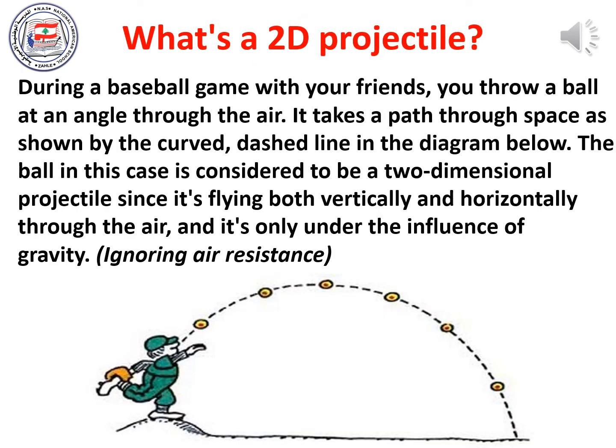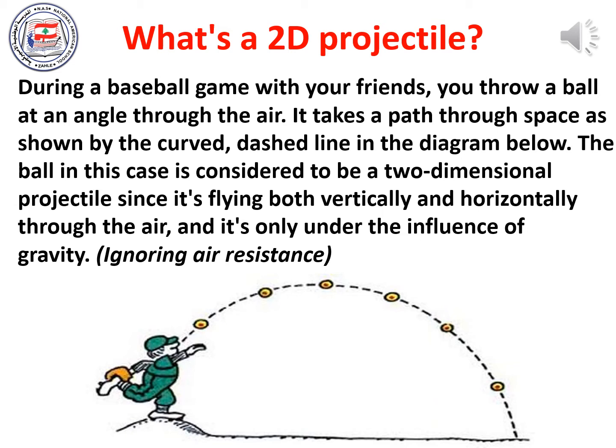So what is a 2-dimensional projectile? During a baseball game with your friends, you throw a ball at an angle through the air. It takes a path through space as shown by the curved dashed line in the diagram below. The ball in this case is considered to be a 2-dimensional projectile since it's flying both vertically and horizontally through the air, and it's only under the influence of gravity because we ignore air resistance.